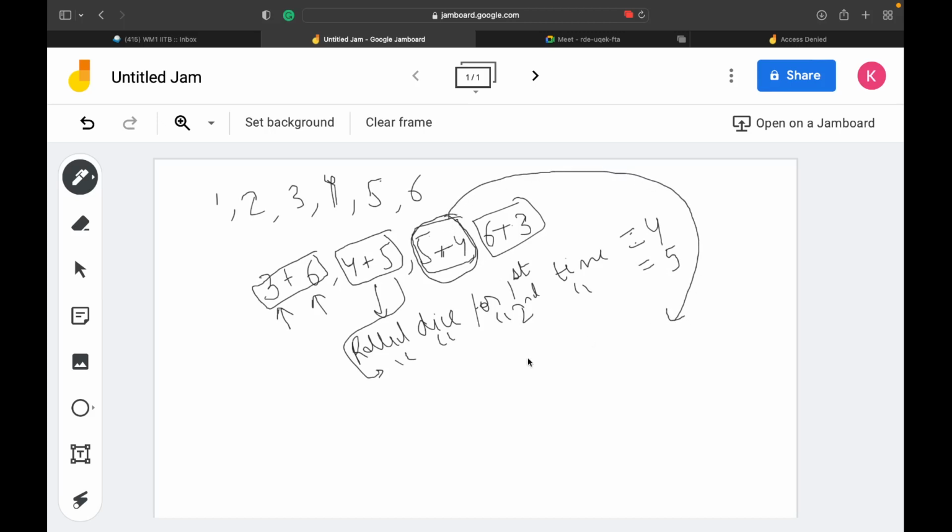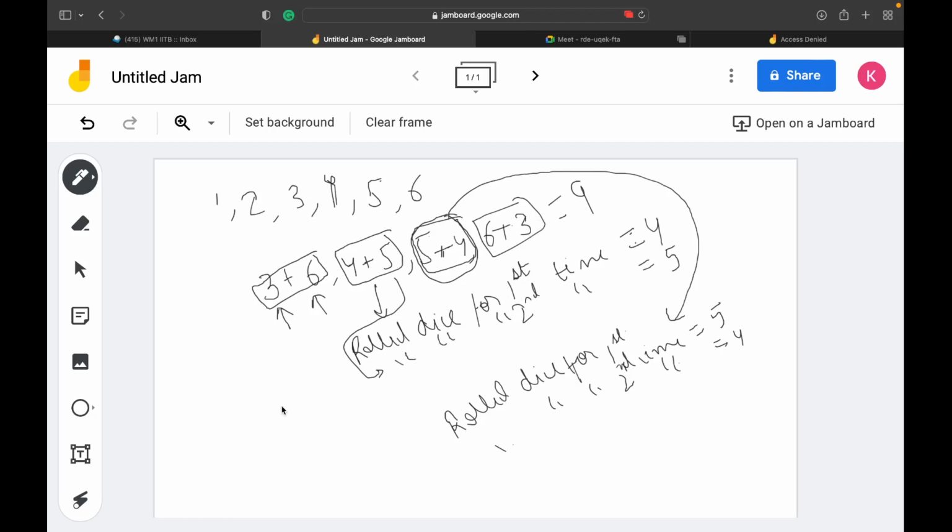However, this event presents that when we rolled the dice for the first time, the outcome is 5, and when we rolled the dice for the second time, the outcome is 4. So these are two separate events, and that's why they are counted separately. So there are a total of 4 possible combinations of events which will result in the sum of 9.